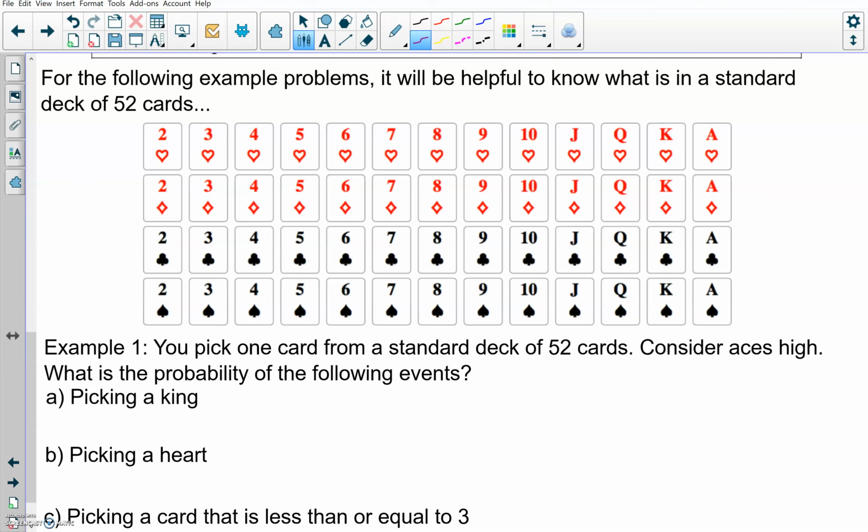But in a deck of cards, you've got 4 suits: hearts, diamonds, clubs, spades, in order there. There are 13 cards in each suit, from the 2 all the way up to the ace. There are 4 of each denomination. 4 2s, 4 3s, 4 4s, all the way up to 4 aces, which is a very good poker hand if you're playing 5-card poker. So 4 of each denomination.